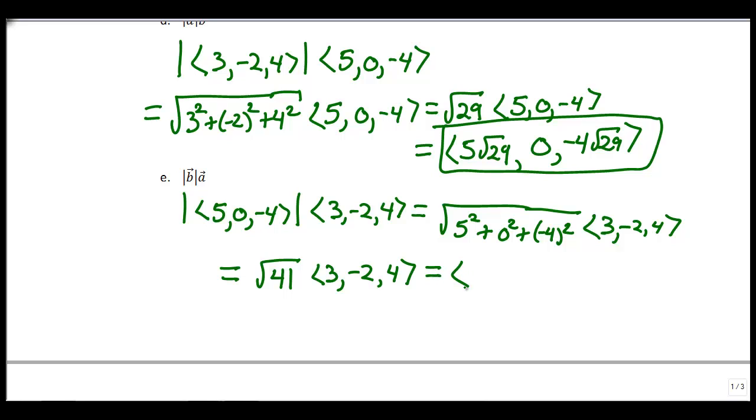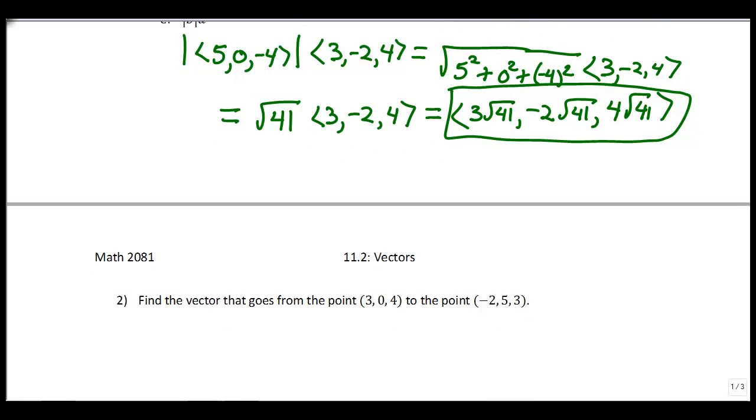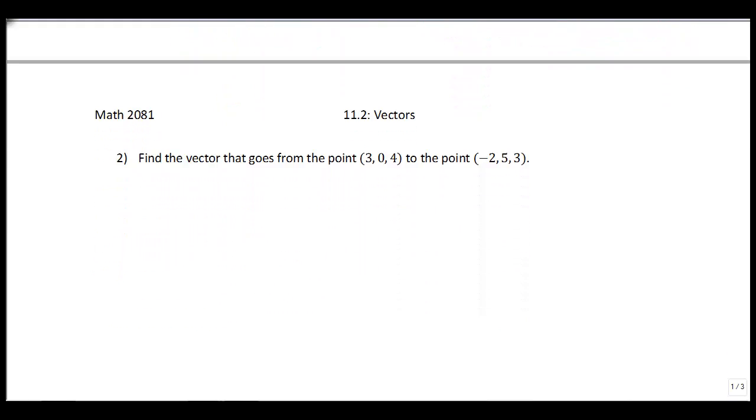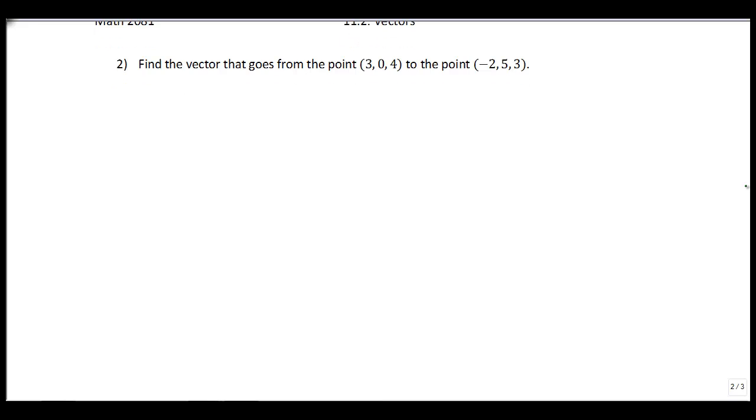And so that works out to be, now distribute the square root 41. So it's 3 square root 41, minus 2 square root 41, and then we get 4 square root of 41. Just kind of box up that answer there. Okay, so that's the first one, just doing some basic vector operations with some vectors chosen more or less at random. Here's another operation we can do.